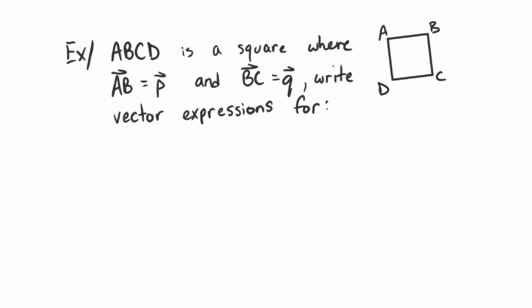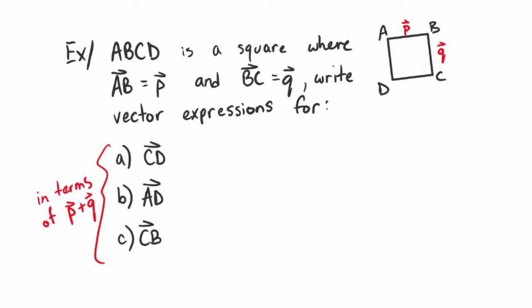Here we have an example to test your knowledge. ABCD is a square where vector AB is equal to vector P, and vector BC we're going to designate as vector Q. We're going to write vector expressions for the following: vector CD, vector AD, and vector CB. We're going to write those in terms of vectors P and Q. Pause the video now to give this one a shot on your own and resume it when you're ready.